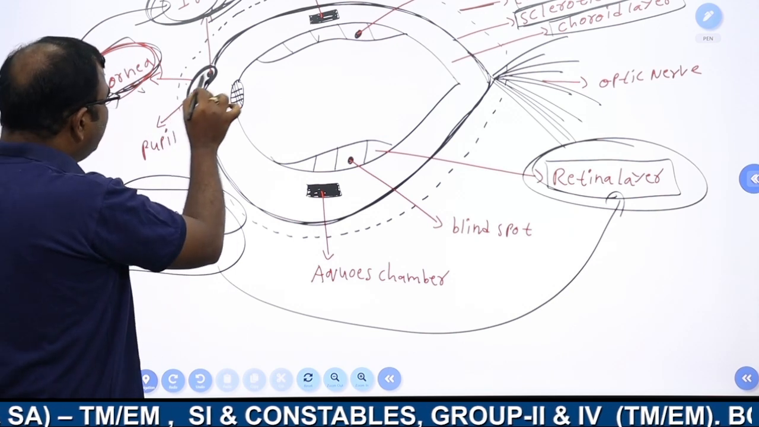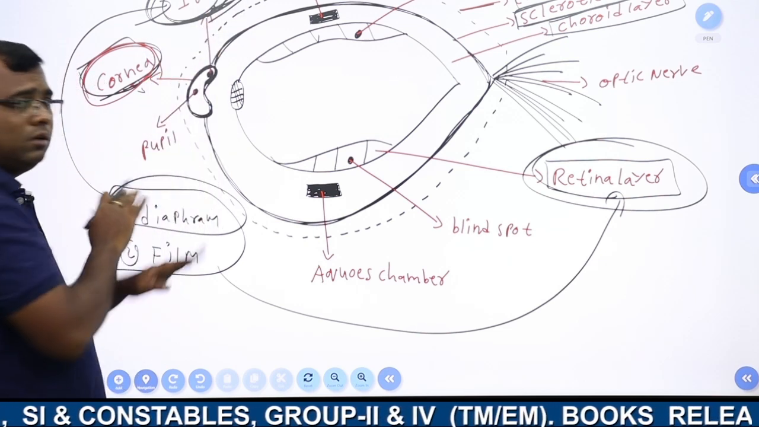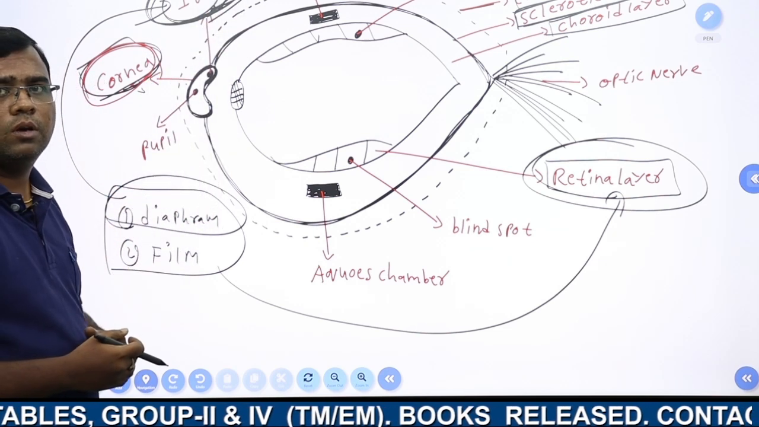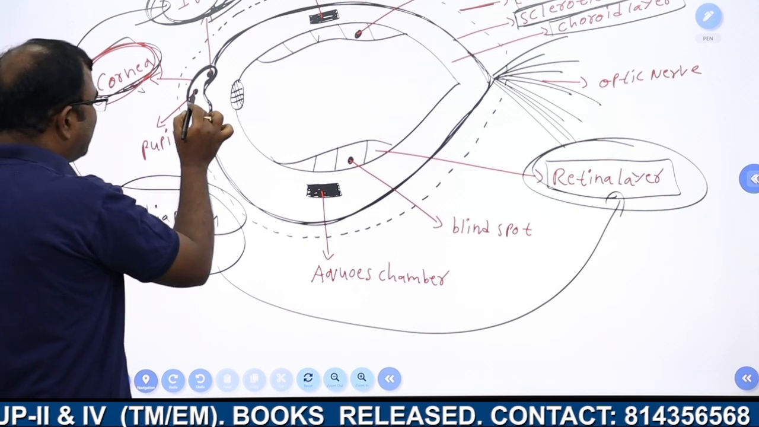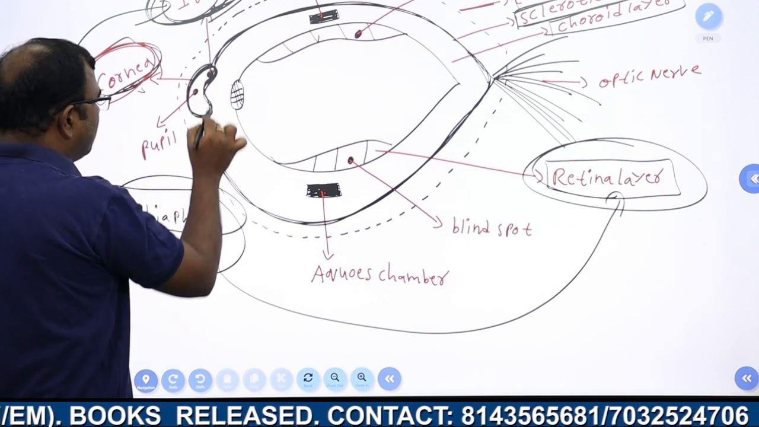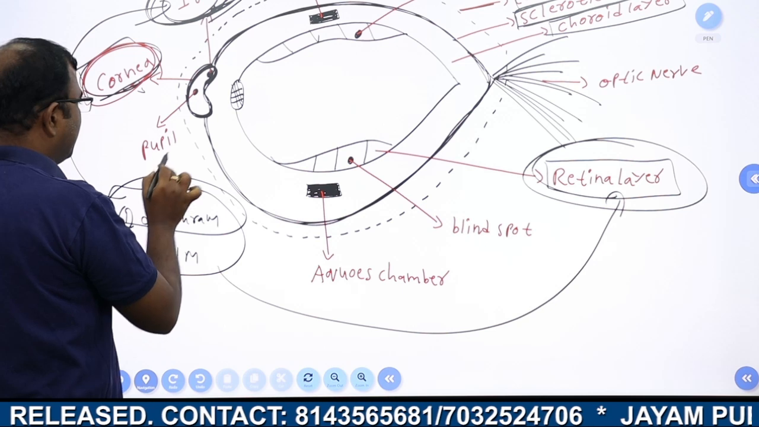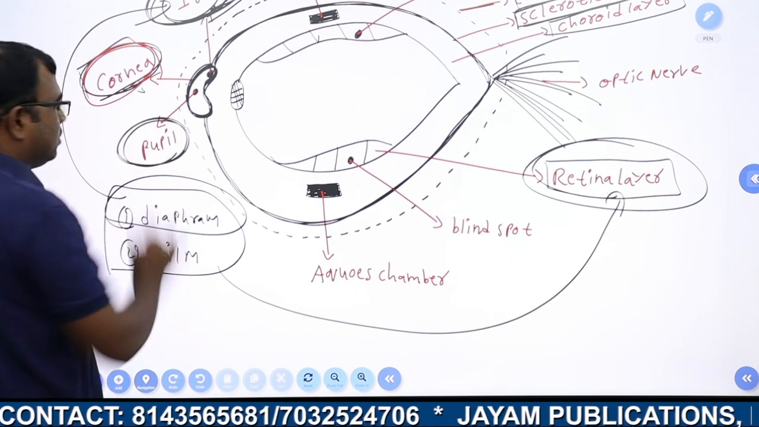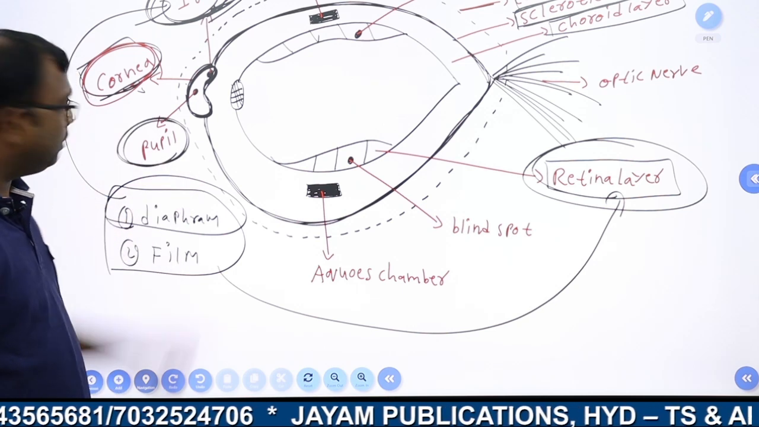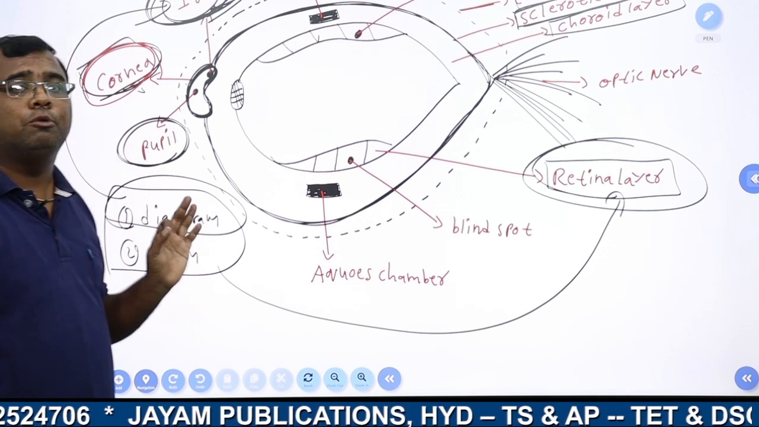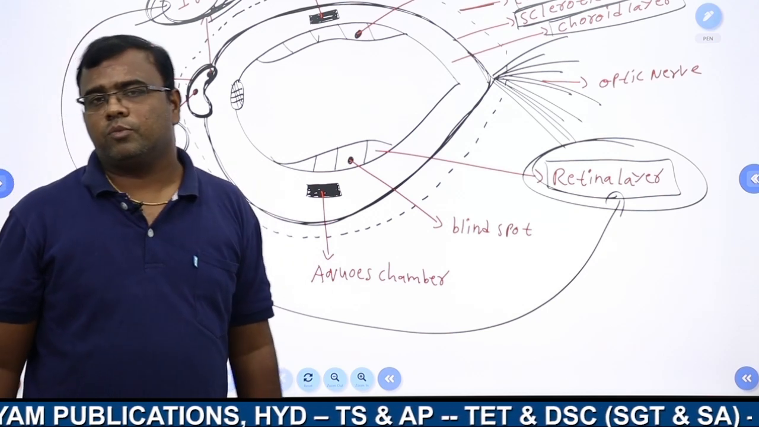On the back side of the cornea, the iris is present. Look at this picture. In the middle part of the cornea, the pupil is present.